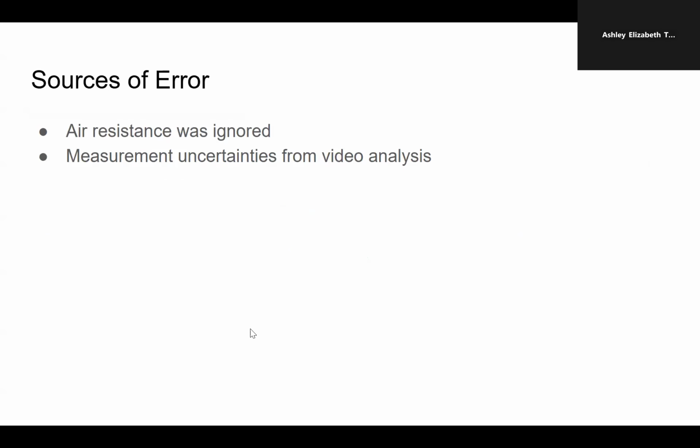There are several sources of error that may explain the differences between the model and real motion. First, air resistance was ignored, and second, measurement uncertainties from video analysis may lead to difficulty determining position due to camera angle, resolution, or frame rate.